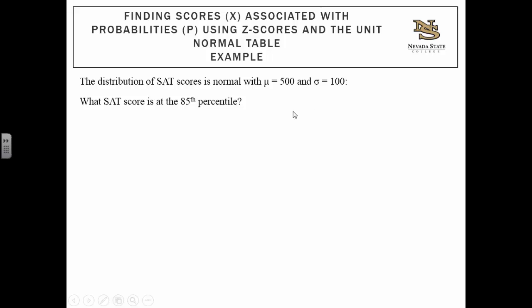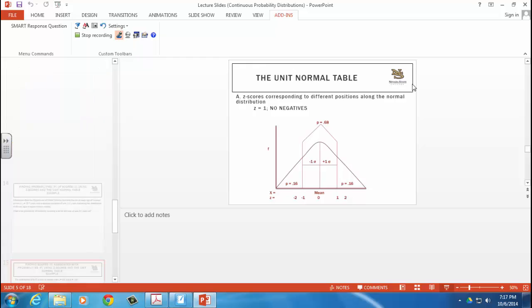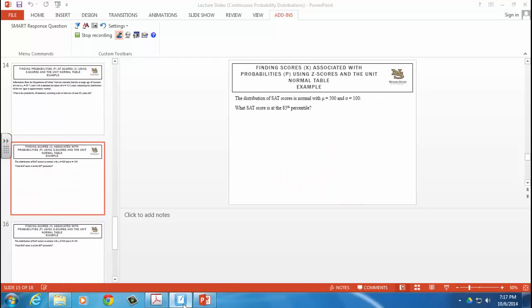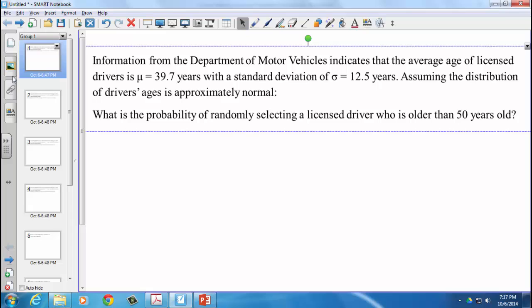So I'm going to go ahead and exit the PowerPoint slides, and I'm going to do these examples in a little smart notebook here.